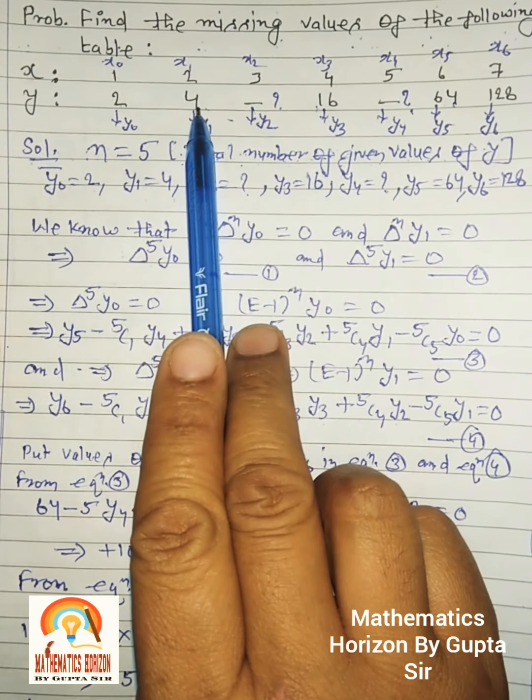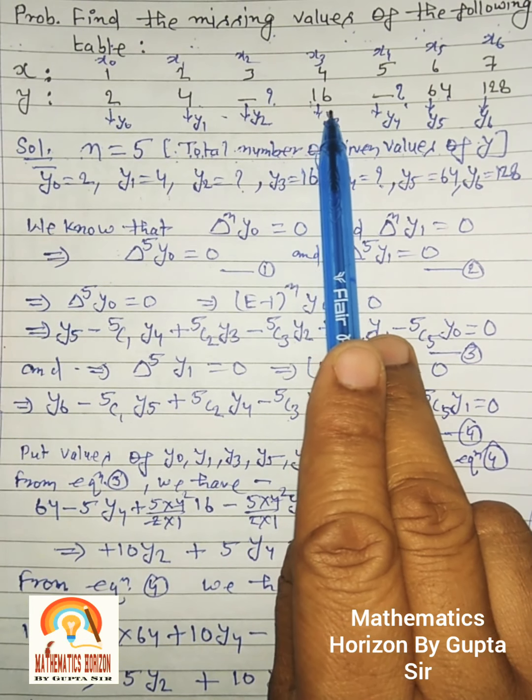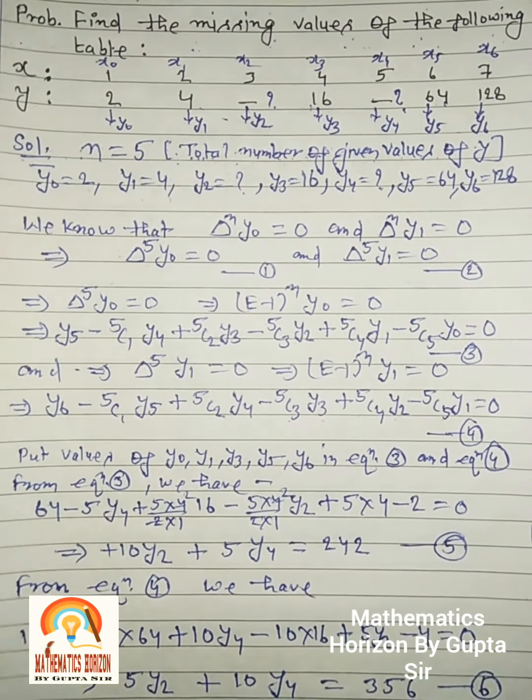And definitely these two values, y2 and y4, must be in between these two. Okay, this y2 will be in between 4 and 16, and y4 will be in between 16 and 64.